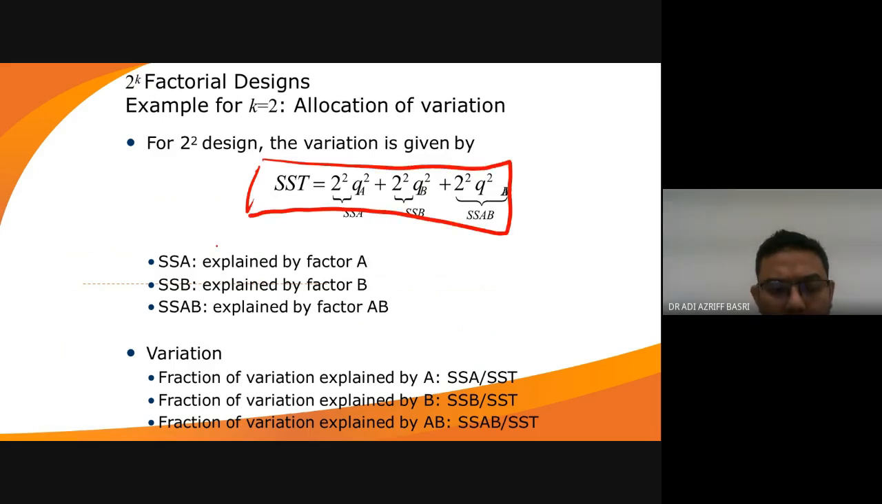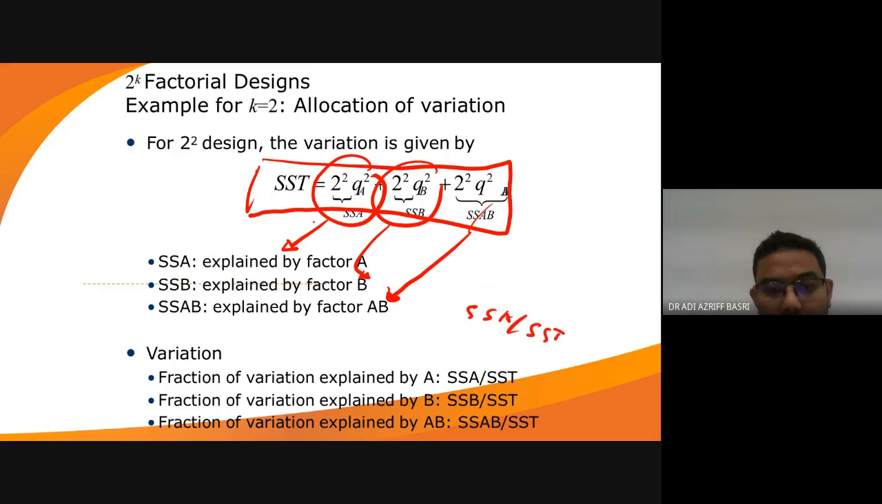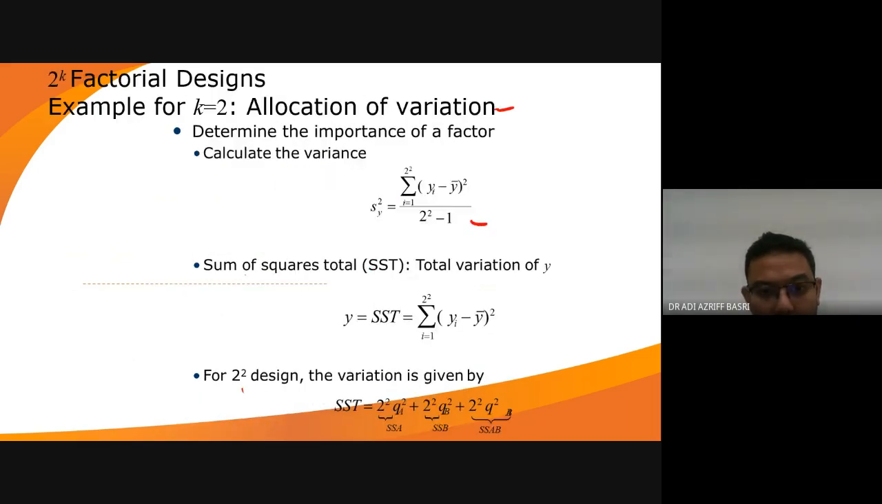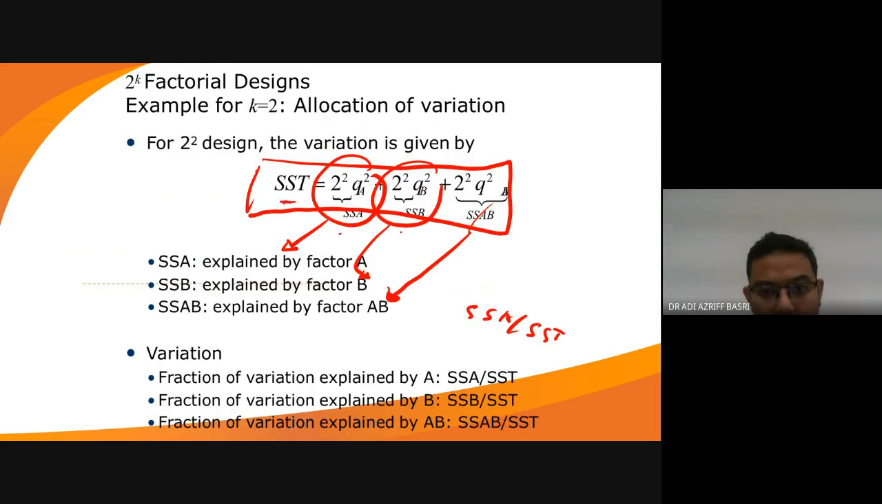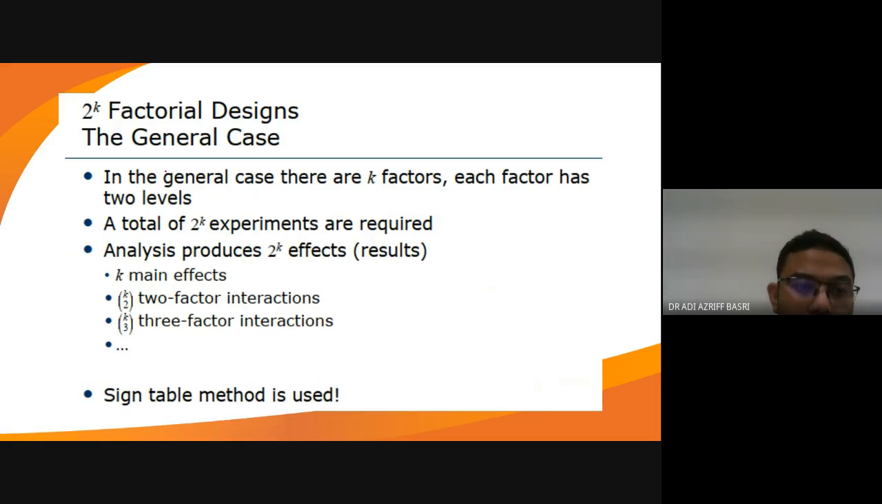So what happened is SSA, the first one, will explain the factor of A. The second one will explain the factor of B, and the third one will explain the factor of AB. So in order to calculate the fraction of variation explained by A, it is SSA divided by SST. So you need to calculate SST for each one. Okay, SSA divided by SST, SSB divided by SST, and SSAB divided by SST, you will get the fraction.